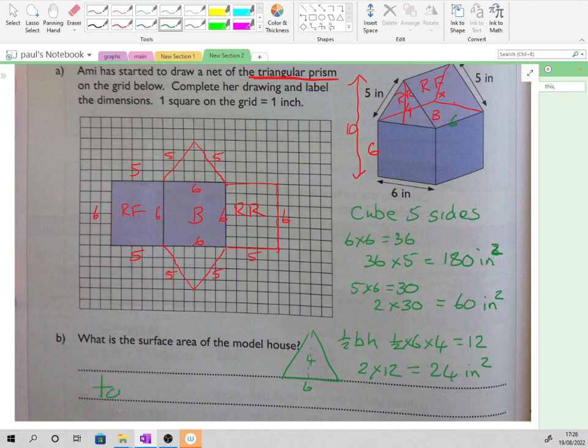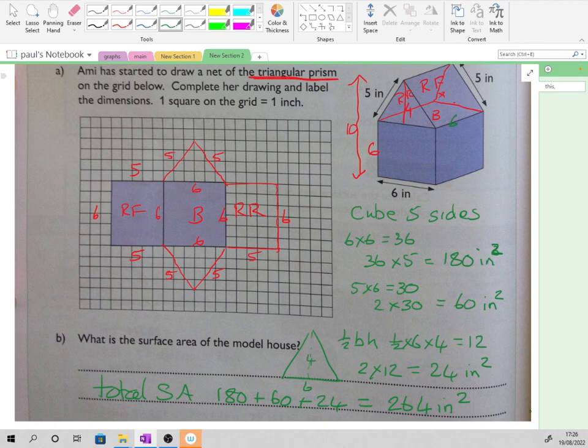Right, total. Now these are long-winded, aren't they? This total surface area, this is about the longest we're going to go in, is 180 plus 60 plus 24, which equals 264 inches square. So let's hope we've got that okay.